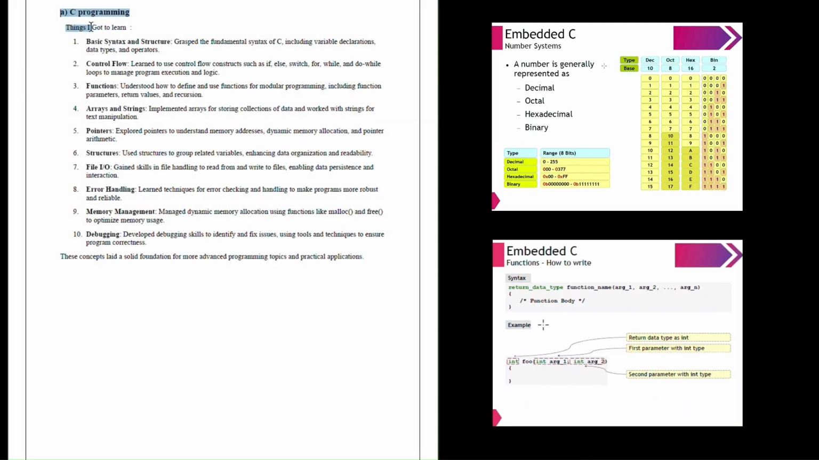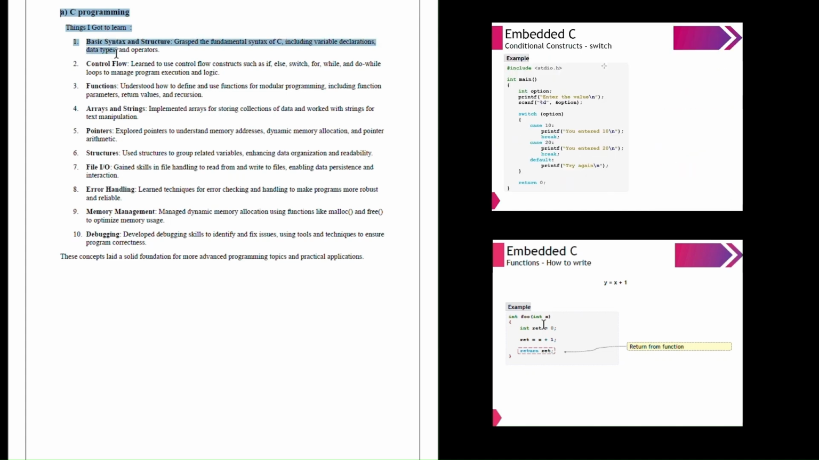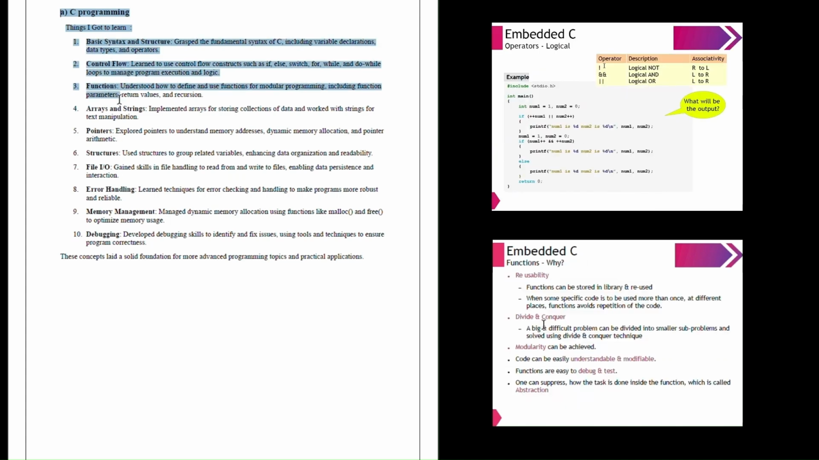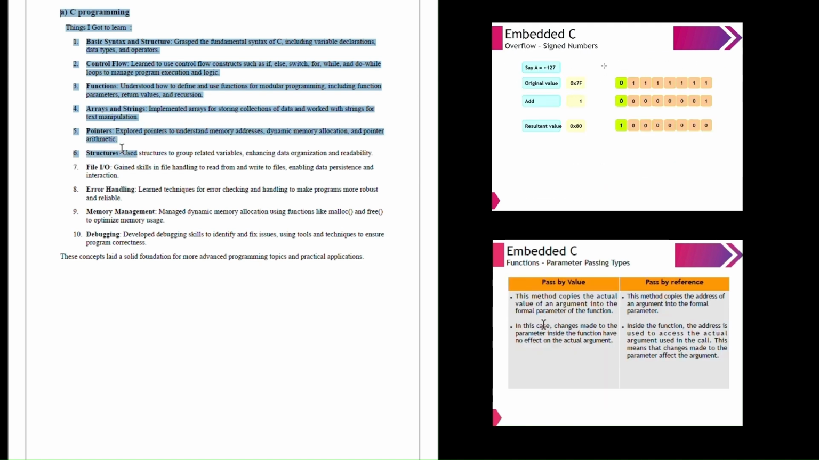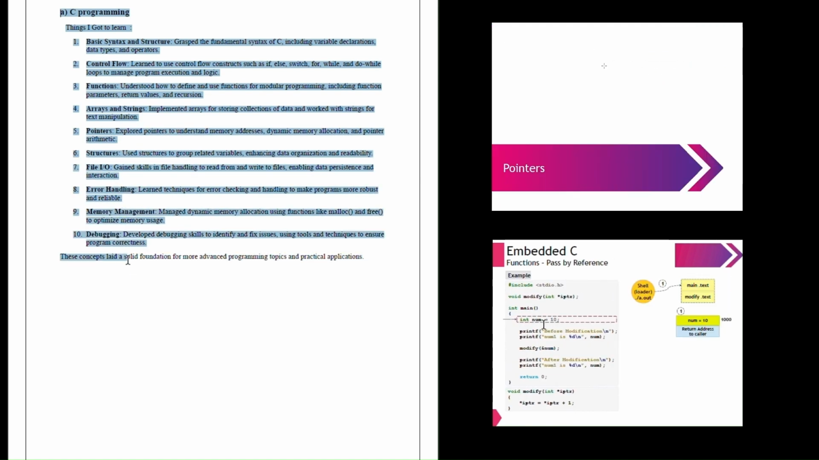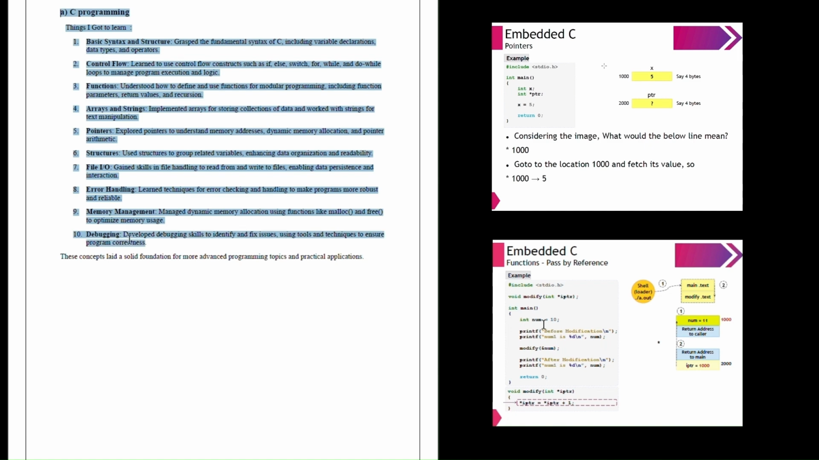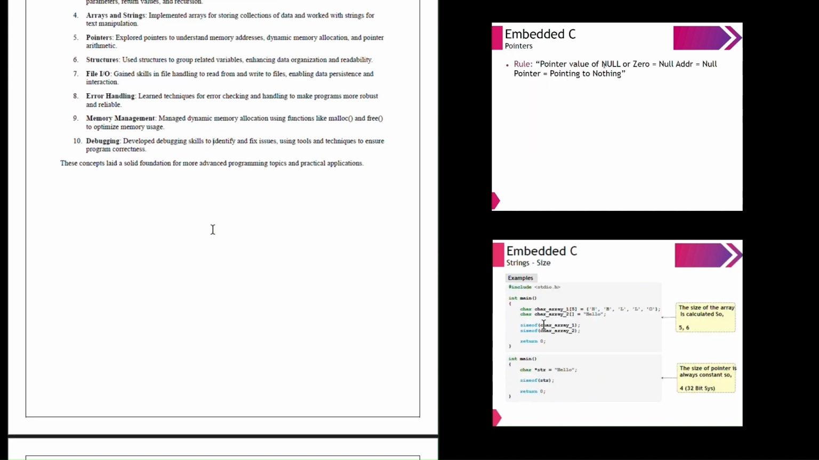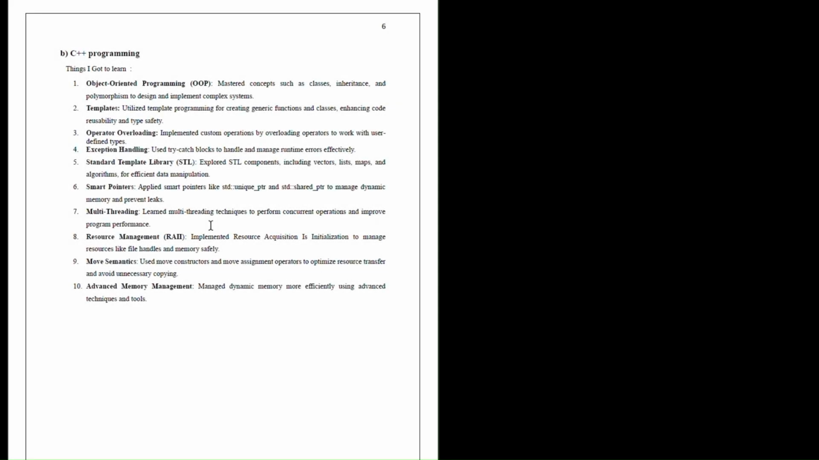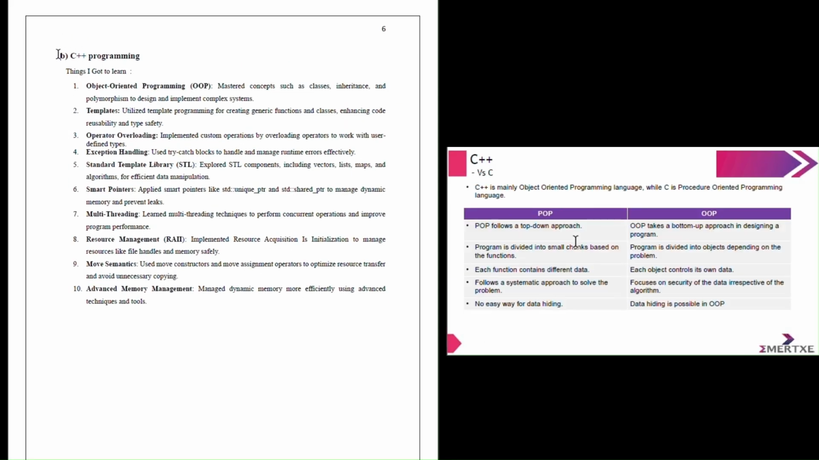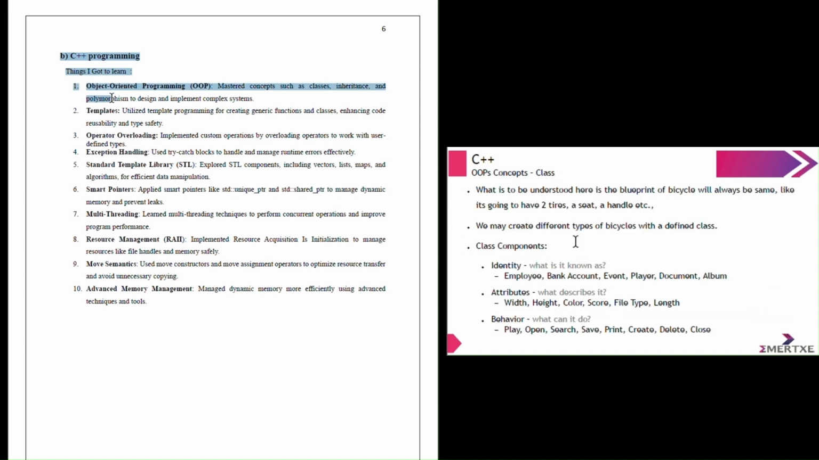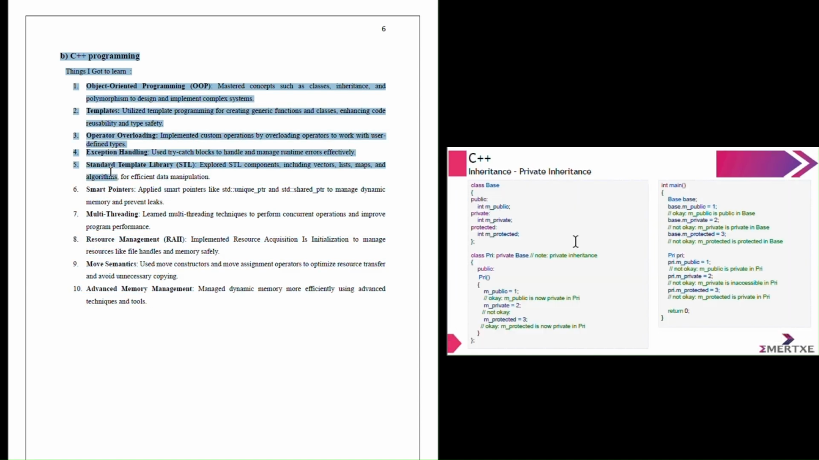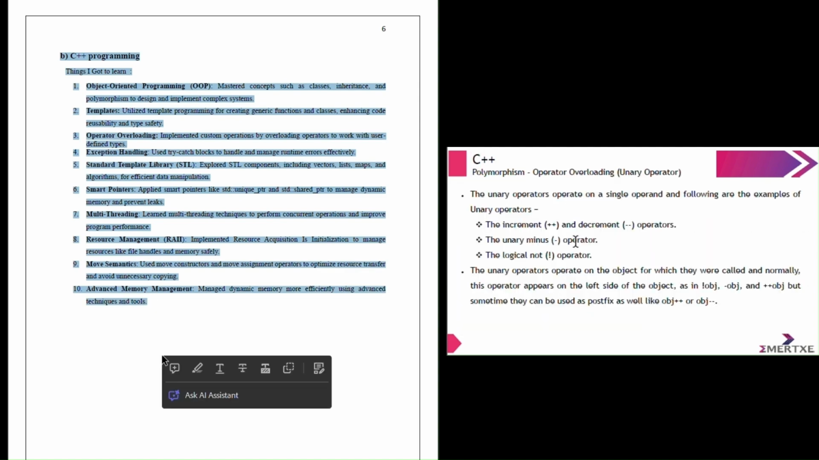In C programming, the things I got to learn were the basic syntax and structure of a program, control flow, functions, arrays and strings, pointers, structures, file input output, error handling, memory management, debugging, and so on. In C++, I learned about object-oriented programming, templates, operator overloading, and exception handling. We also got to know about the Standard Template Library (STL), smart pointers, and multi-threading techniques.